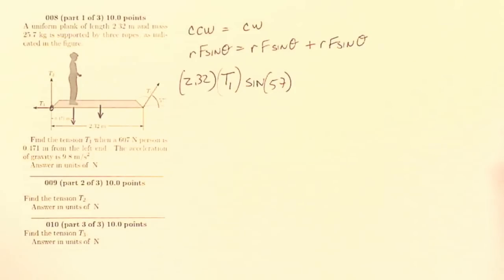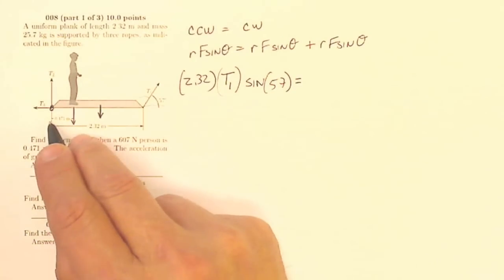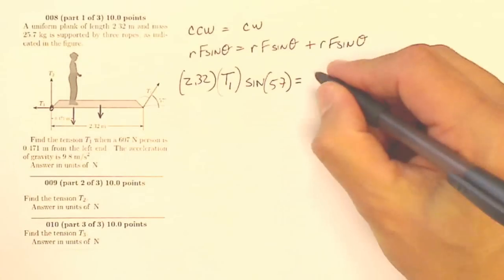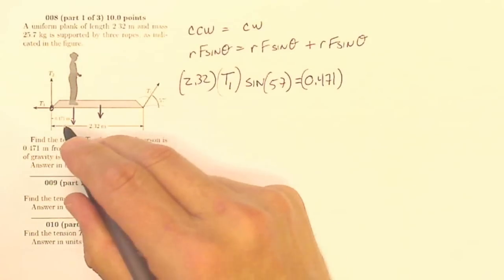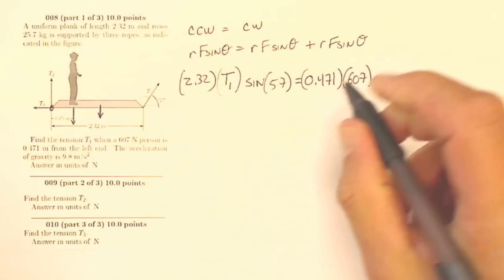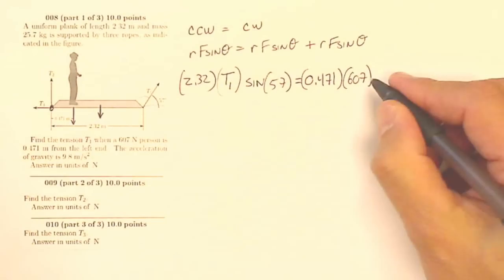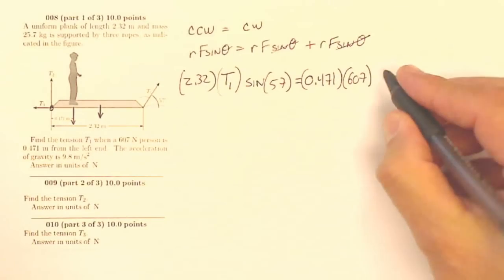That works just fine. That's going to equal, let's see, the r of the person is going to be 0.471 meters. The force on the person is 607 newtons. And the theta for the person is going to be 90 degrees, so I'm not going to worry about that one. And this one's also going to be 90 degrees.